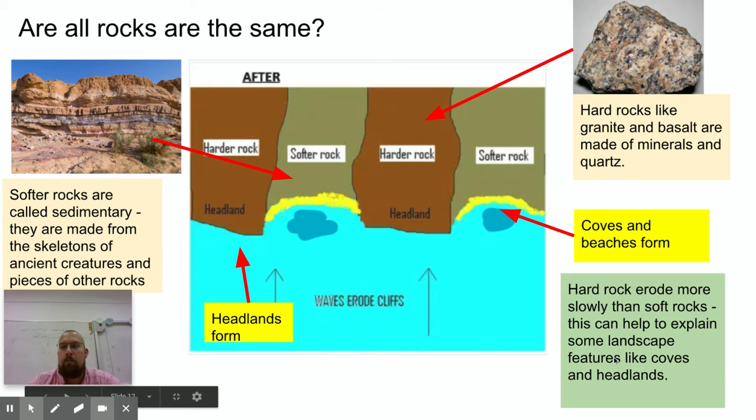This can help explain some landscape features like coves and headlands. Okay, with the harder rocks, we get the headlands, and with the softer rocks, we get coves and beaches.